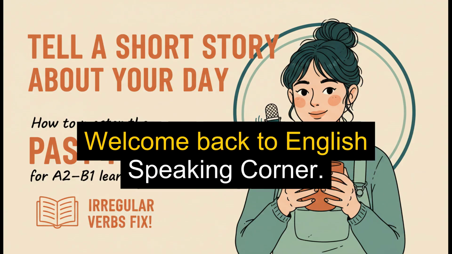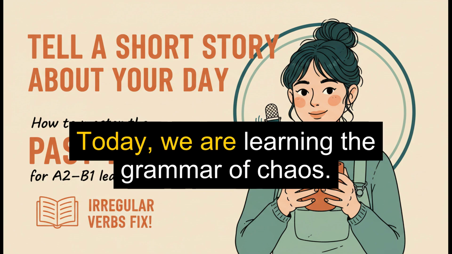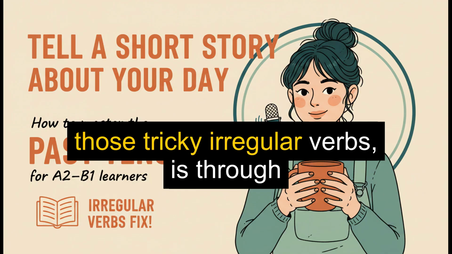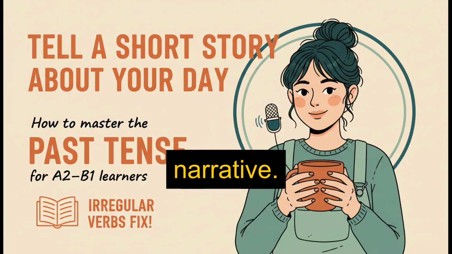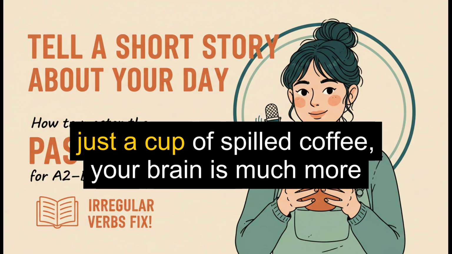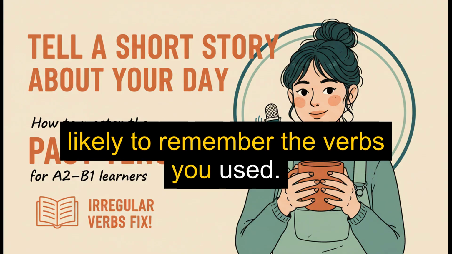Welcome back to English Speaking Corner. Today, we are learning the grammar of chaos. The best way to lock in the past tense, especially those tricky irregular verbs, is through narrative. If you can tell a high-stakes story, even if the stakes are just a cup of spilled coffee, your brain is much more likely to remember the verbs you used.